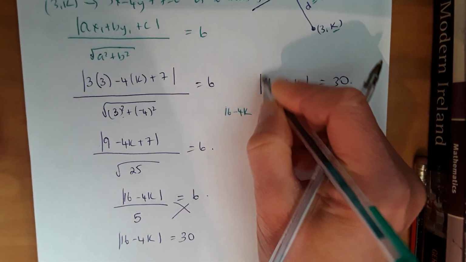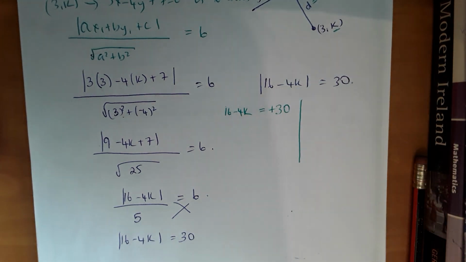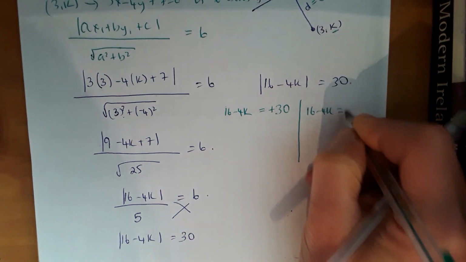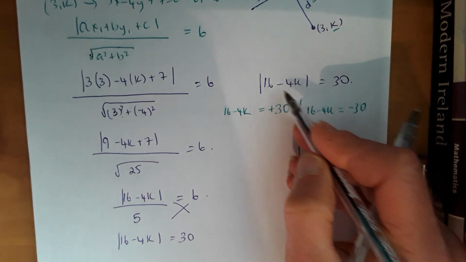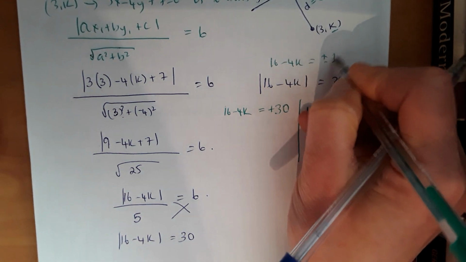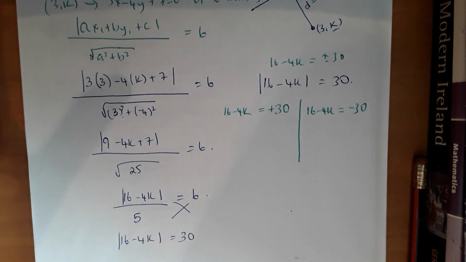If I get rid of the modulus, 16 minus 4k could be 30 units to the right, which would be plus 30, or 16 minus 4k could be 30 units to the left, which would be minus 30. So when you get rid of your modulus, 16 minus 4k is either plus or minus 30. Now the other method that you could use for that would be to square both sides. I'm just going to use this method for now. It'll give you the same answer.